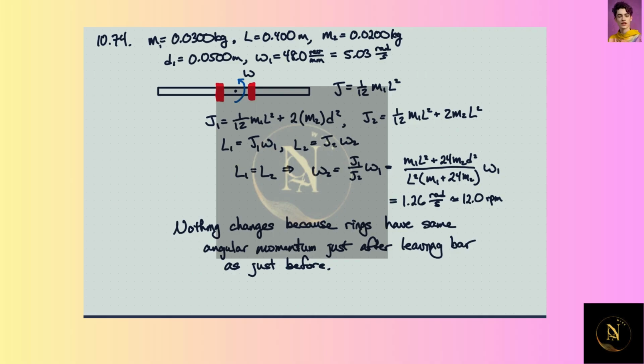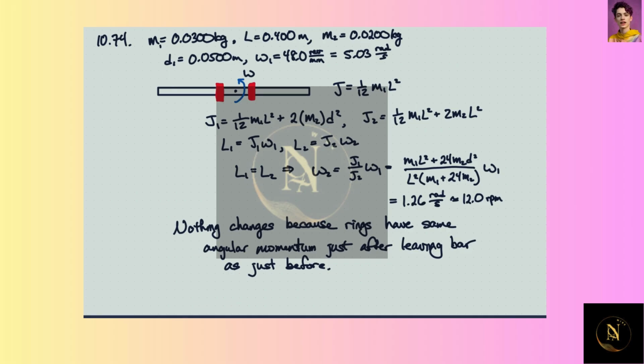And now they say that these rings start to fly off, and they ask us, if there's no torque applied to this, what is the speed at which this thing is rotating when these rings get to the end. So the mass moment of inertia is going to change. When these rings get to the end, d becomes L. So this is the mass moment in the end state.